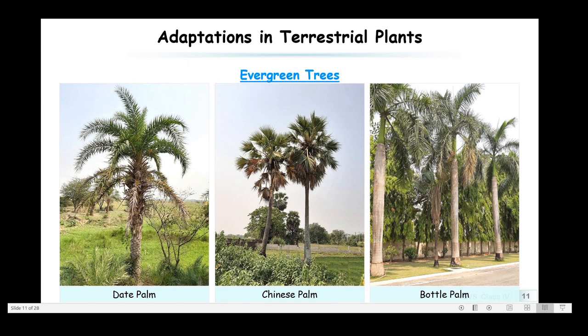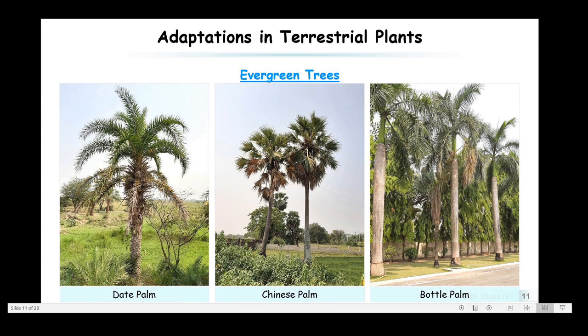So if you look at these pictures, these are the dry leaves over here in all the three pictures, and then the fresh leaves coming out from the crown of the plant. So that means they keep shedding these old dry leaves and they keep growing new leaves all round the year. So they are called evergreen trees.